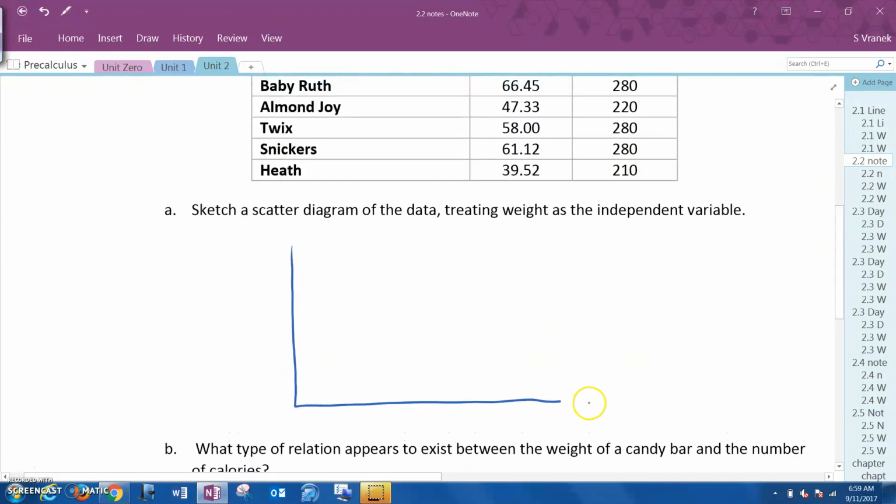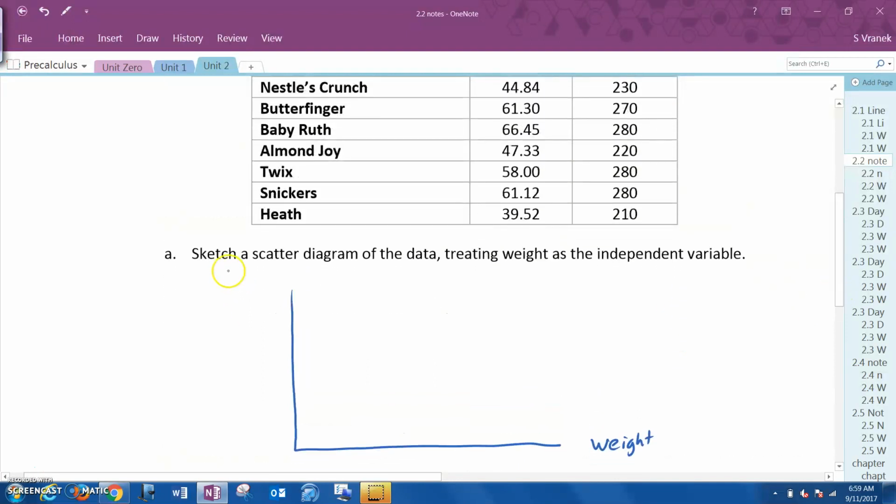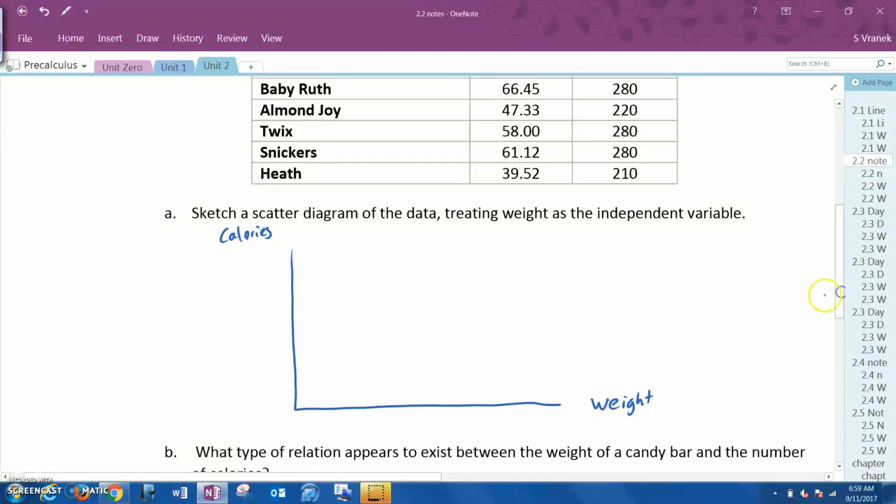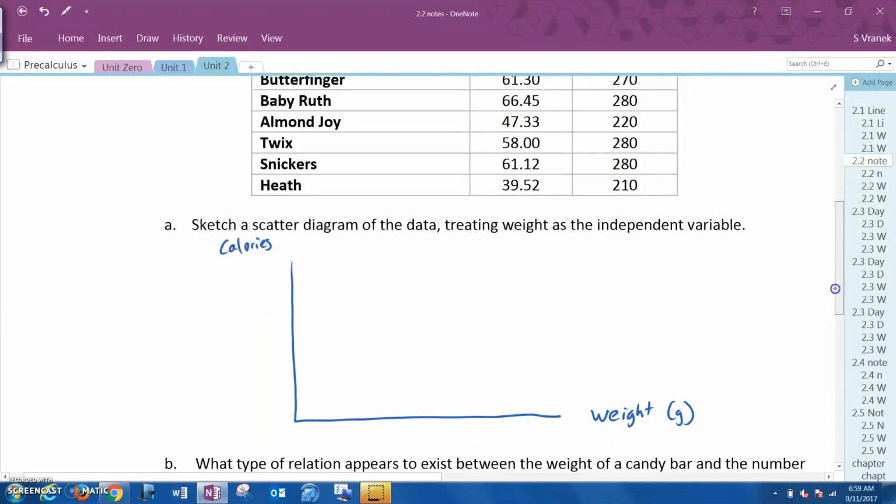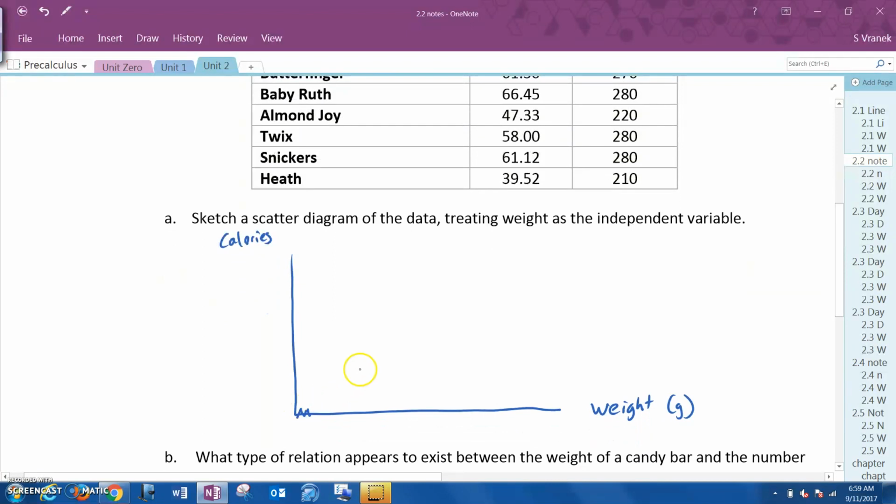So this is weight. And this is calories. It's in grams. Okay. I'm just going to put that so I know the weight. Now I'm going to do my values. So I'm going to do a little break here to say we're skipping a few values, and then I'm going to say this is 0, but then we're starting at 30, 40, 50, 60, 70. Okay, I probably could have spaced those a little better, but it's not that bad.